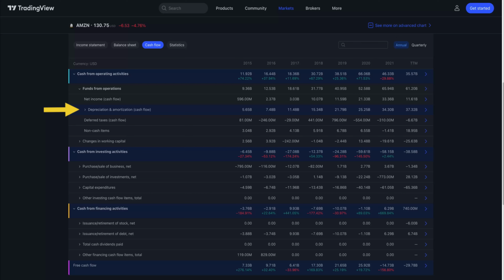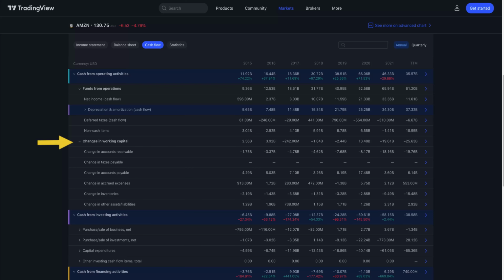This is not a cash expense, meaning the company does not have to pay the amount in cash, but a loss in physical value. Still, it has to be accounted for and reported in this section. Deferred taxes represent the company's negative or positive amount of tax owed. Changes in working capital tracks the net change in operating assets and operating liabilities across a specific period.